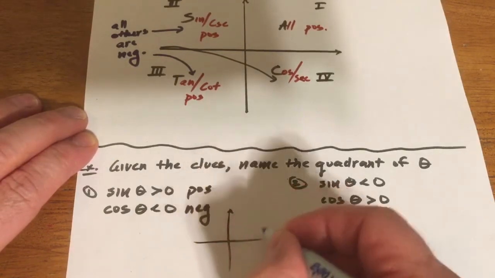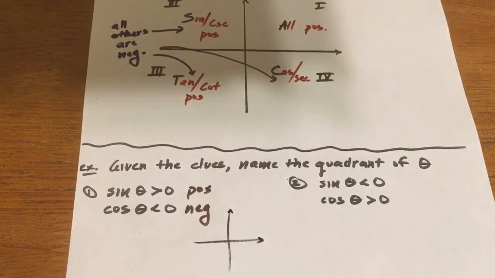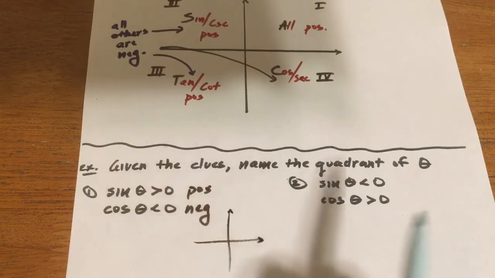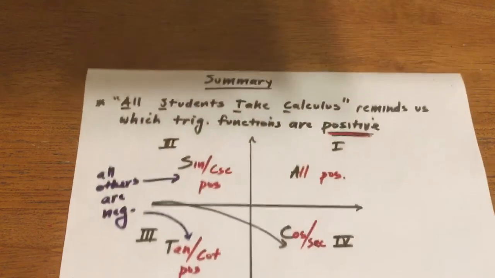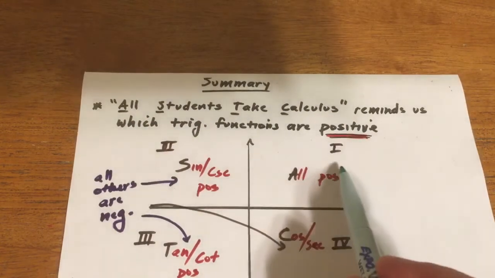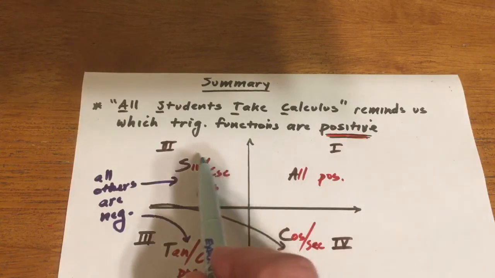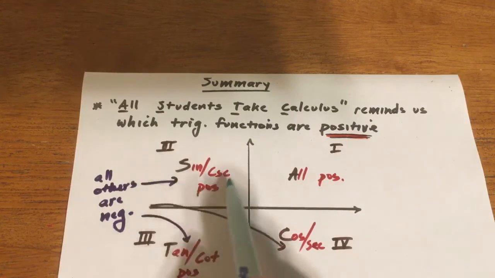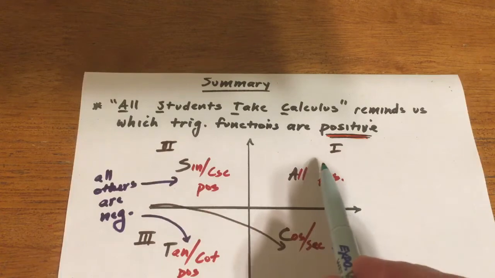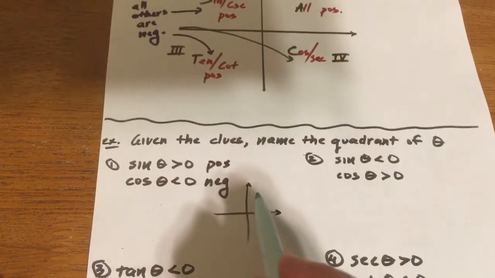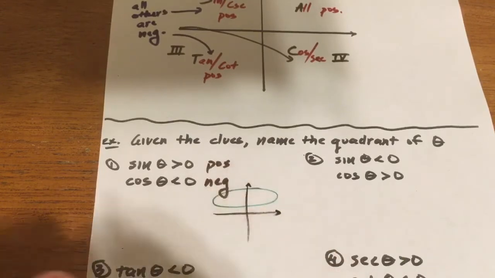Let's go ahead and make a rough sketch right here and organize our information. Here they tell us sine theta is greater than 0. What does that mean? Which quadrant are we in? Let's think about this for a minute. If we look above, where's sine theta positive? Well, in quadrant number 1, all functions are positive, so that works. In quadrant number 2, sine and cosecant are positive, so sine is going to be positive in these first 2 quadrants. Let's go ahead and circle those first 2 quadrants right there.